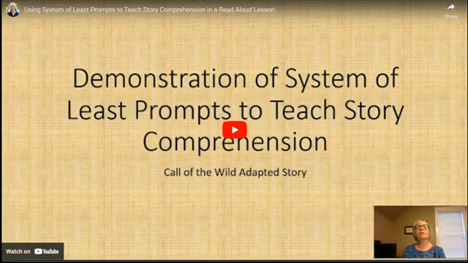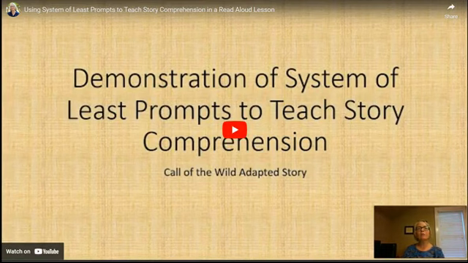In the video you just watched, the learner didn't need any help to answer the comprehension questions because she answered them correctly on her own. But what if a learner can't answer the comprehension questions on their own? That's where the system of least prompts is used. In this next video, you'll see how text prompts are used to promote text comprehension when the learner can't answer on their own. This lesson was delivered virtually, so it looks a little different than a lesson delivered in person, but the system of least prompts are the same. Facilitator, please pause the recording and play the video on the next slide.